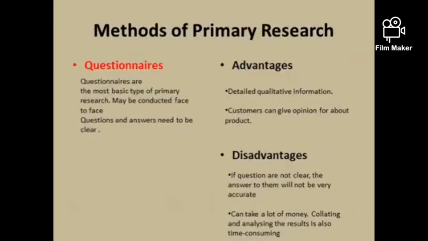Now we'll do the first method of research. It's called questionnaires. Questionnaires are the most basic type of primary research. You will do the research from scratch by asking questions. You can do it through phone call, email, or maybe face to face.